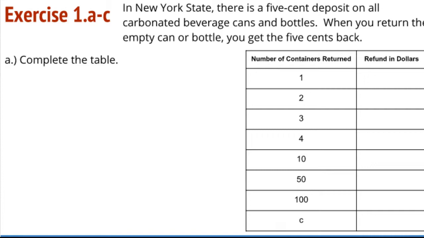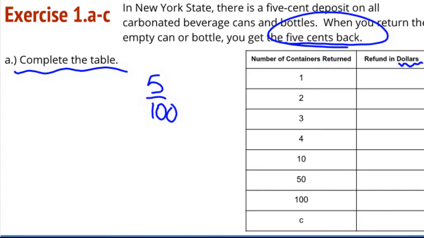In New York State, there is a 5-cent deposit on all carbonated beverage cans and bottles, and when you return the empty can or bottle, you get 5 cents back. And the first question we have here is, let's complete the table. So if we return one container, how many dollars are we going to get? Well, we have to think about what is 5 cents in comparison to dollars. 5 cents is 5/100ths of a dollar. So 1 is going to get us 5/100ths.